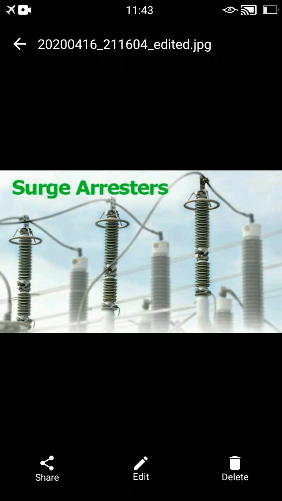So the surge arresters are very important in electrical engineering because they absorb the lightning stroke or the surges which are produced due to various faults, various switchings, various transient voltages. So this is one of the important devices of electrical engineering. So let's start the different testing of the surge arrestor.